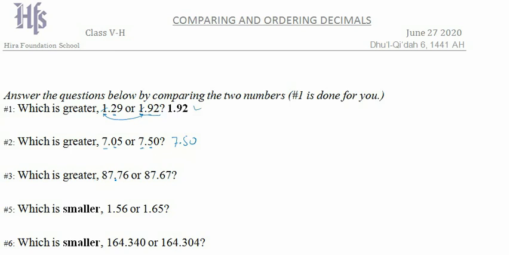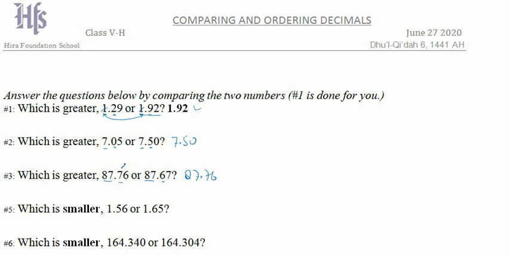And similarly 87.76 or 87.67. So 87 before the decimal and 87 before the decimal, the two numbers are the same, but just after the decimal it is 7 and it is 6. So 87.76 is the greater number.